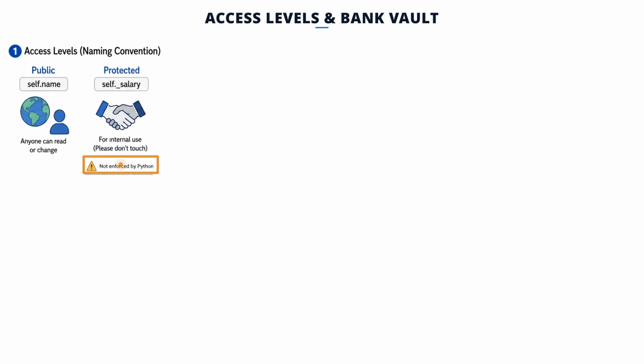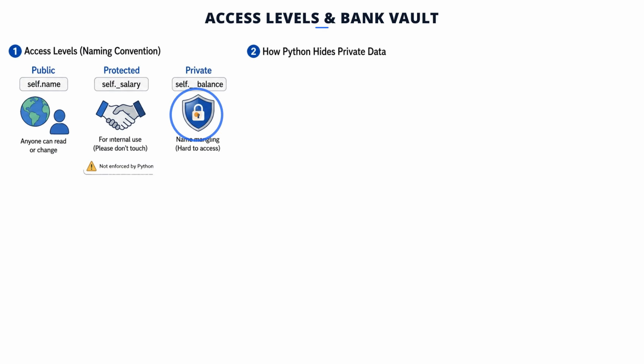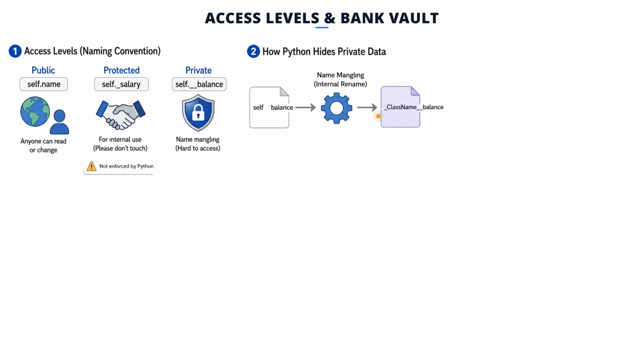Third, and most importantly for our security, is private access. This is signaled by a double underscore like self.__balance. When Python sees those two underscores, it truly locks it down. How does it do that? Python performs a process called name mangling. It takes your simple variable and internally renames it to something like _ClassName__balance. Because the name has been completely changed behind the scenes, it becomes extremely difficult to access from outside. This is how we truly hide sensitive data.